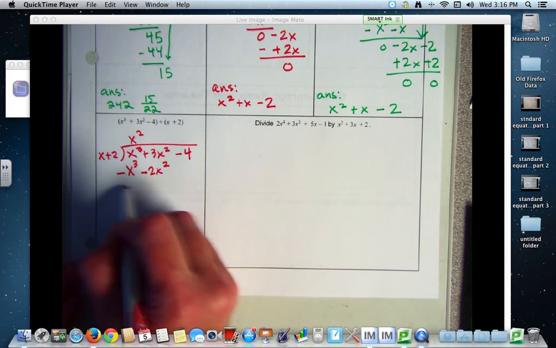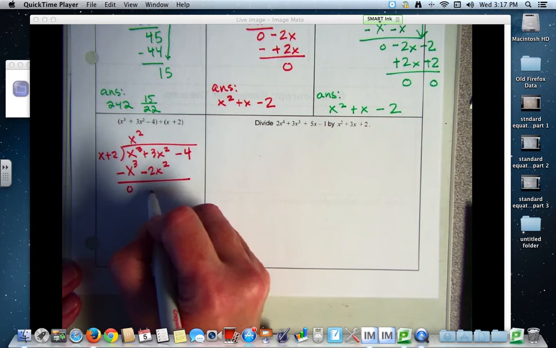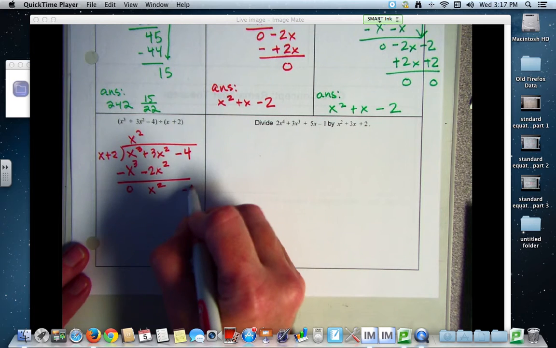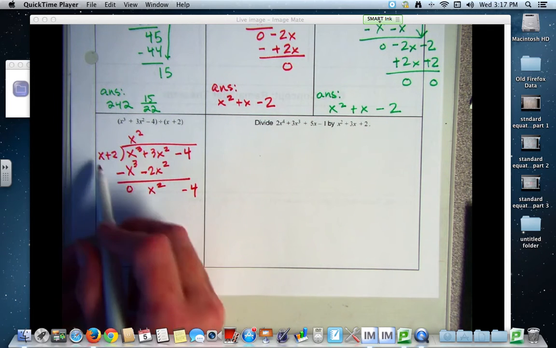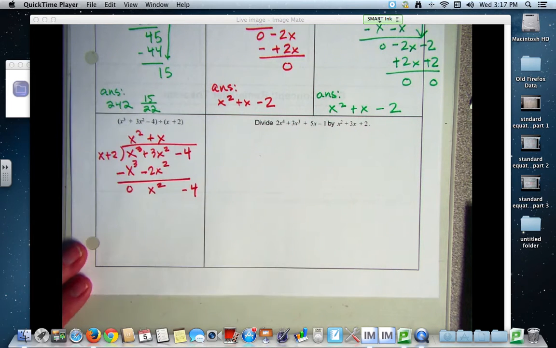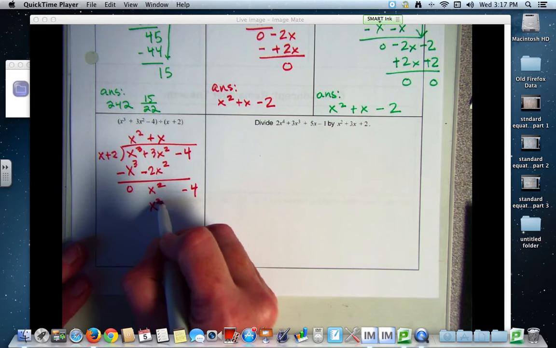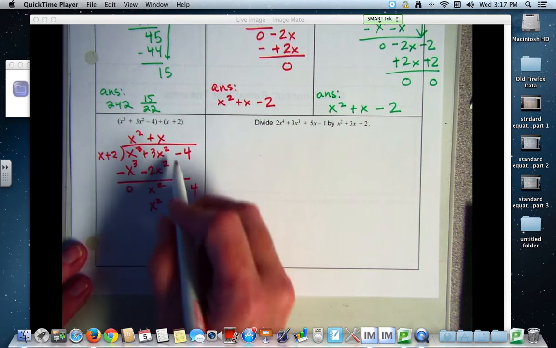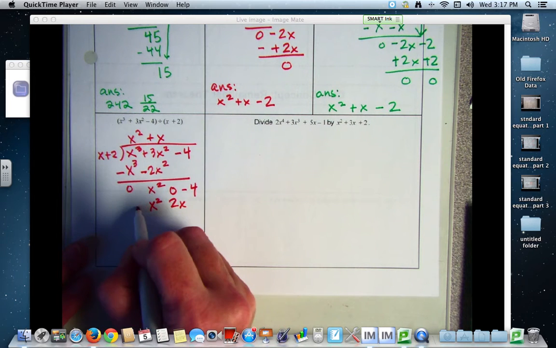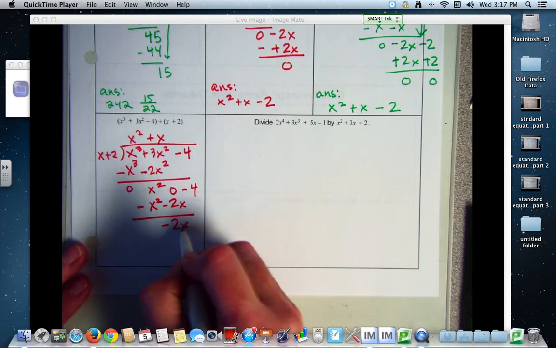Subtract. This gives me 0. 3x squared minus 2x squared is x squared. Bring down the minus 4. X goes into x squared x number of times, multiply, x squared, 2x. There was no x term up here, so this is essentially 0x. Change your terms. We have negative 2x minus 4.